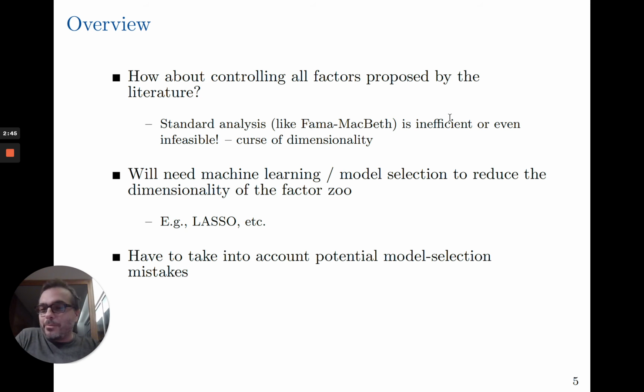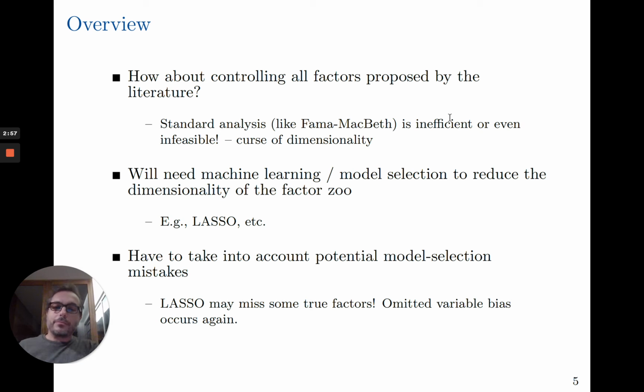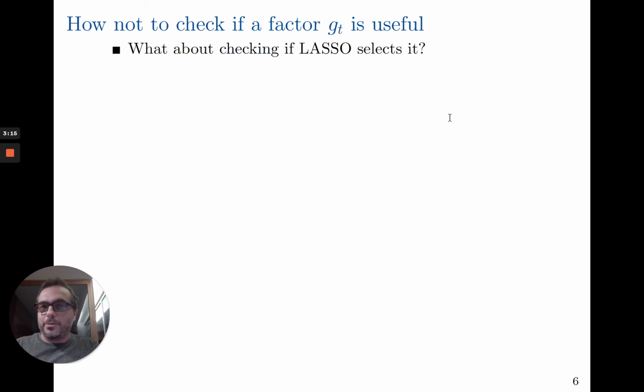And the problem is that Lasso makes mistakes, as we have just seen, so you have to correct for that. How are we going to correct for that? We are going to use the double selection method, right? Lasso may miss true factors, so it will introduce omitted variable bias again. When we use double selection, as we have just seen, we are going to overcome this problem. Okay, so let's first see what Lasso does.